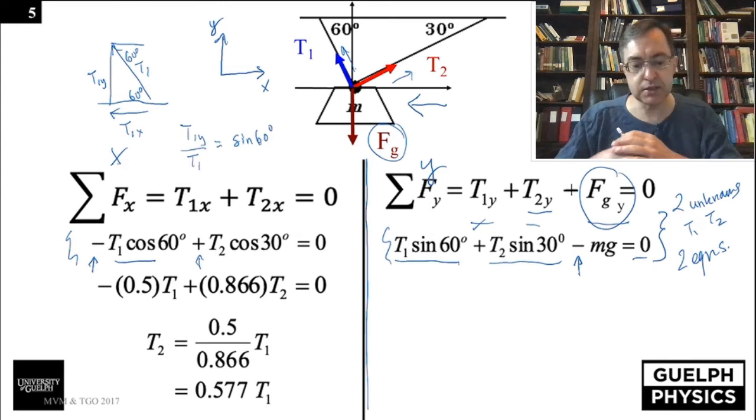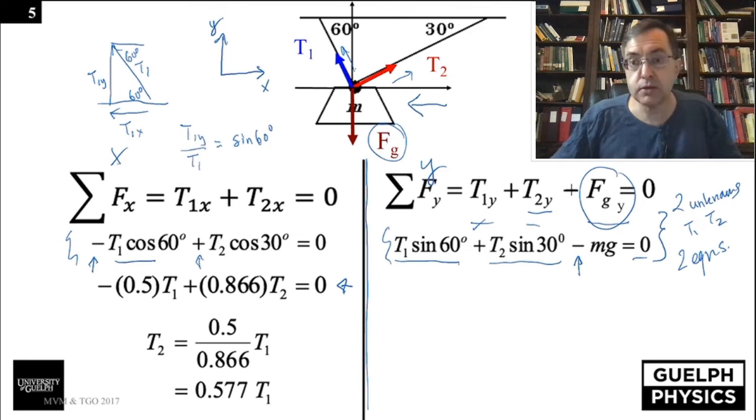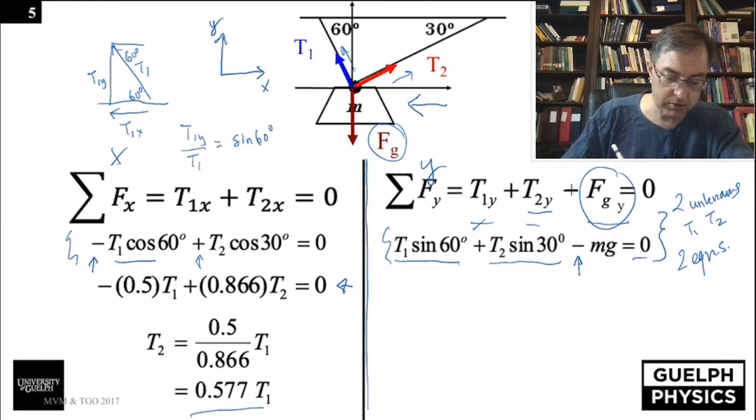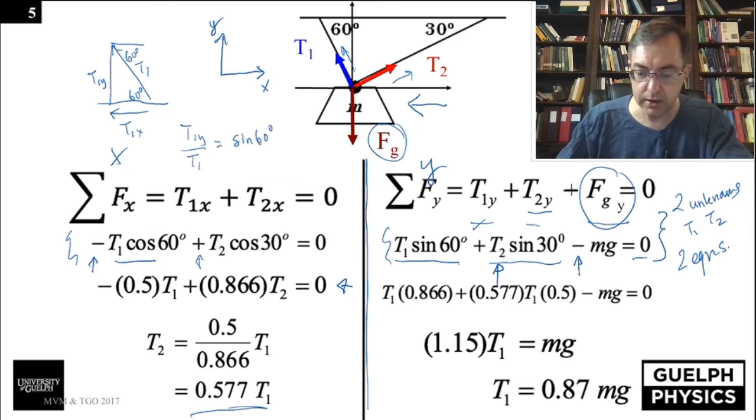Cosine 60 degrees is a half, cosine 30 degrees is 0.866, so I get this. And then I can solve for T2 in terms of T1. T2 is 0.5 divided by 0.866 T1, and that gives me T2 is 0.577 T1. So knowing how T2 depends on T1 allows me to eliminate T2 in the second equation, and I can do that here.